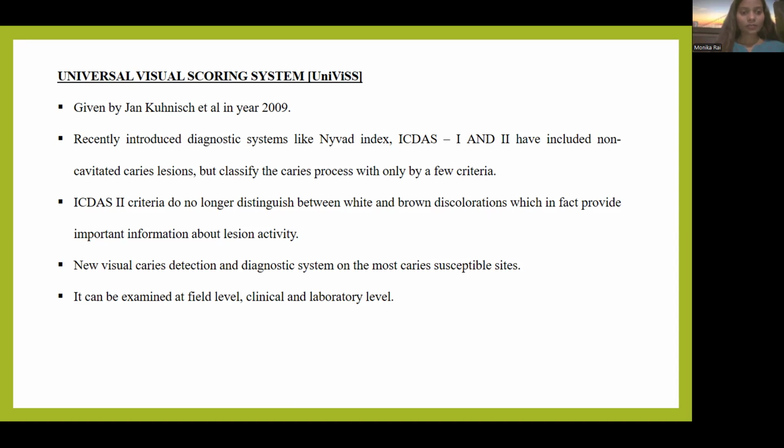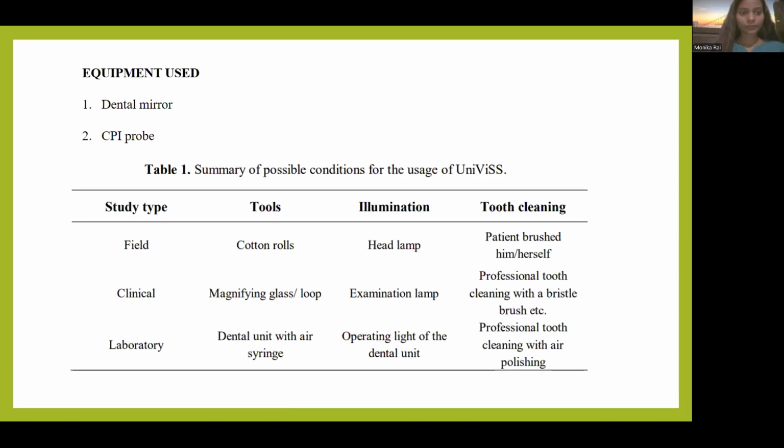It can be examined at field level, clinical and laboratory level. So the instruments used are dental mirror and CPI probe. In the field study type, we use cotton rolls, headlamp, and tooth cleaning, the patient brushes himself or herself. In clinical, magnifying glass, loupe, examination lamp, professional tooth cleaning with a bristle brush, etc. In the laboratory, we have dental unit with air syringe, operating light of the dental unit, professional tooth cleaning with air polishing.